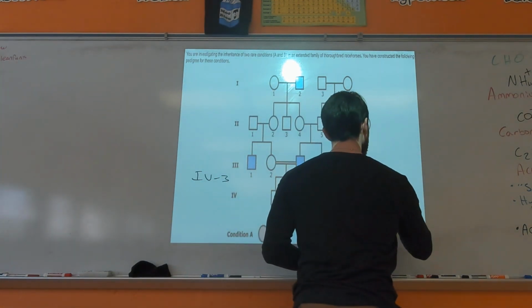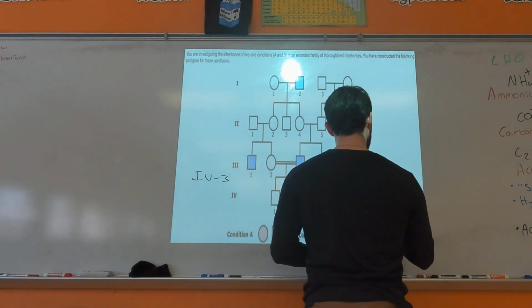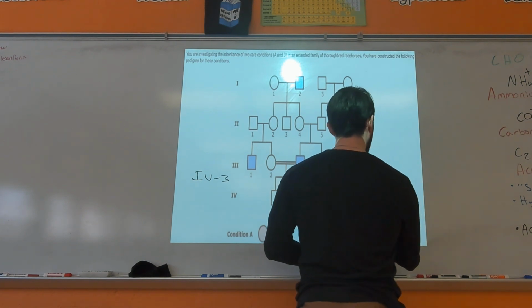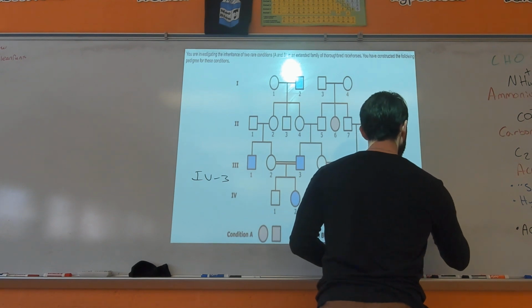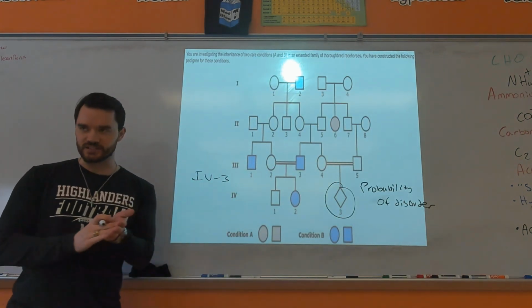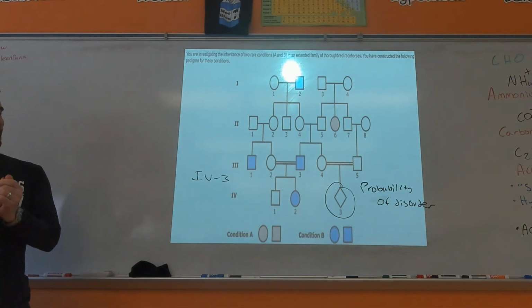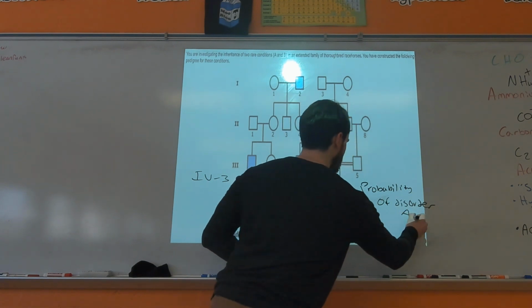So probability that they have the disorder. So what's the probability that this individual has this genetic disorder? And when I say disorder, we're talking about disorder A or condition A.